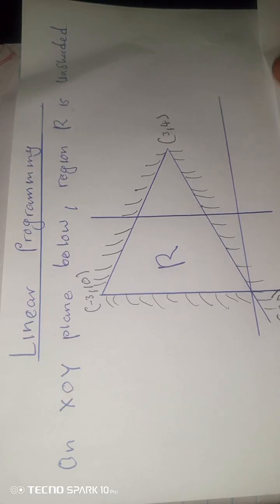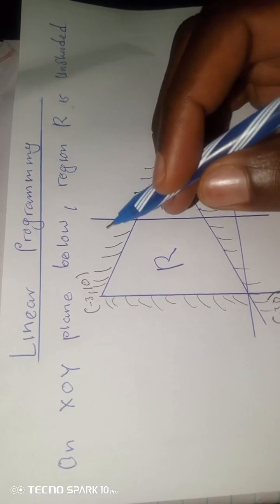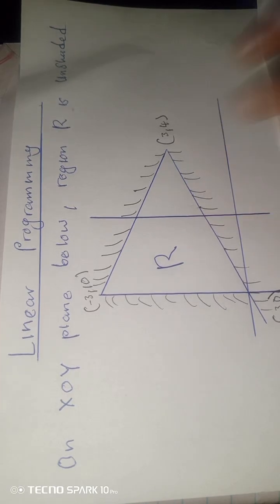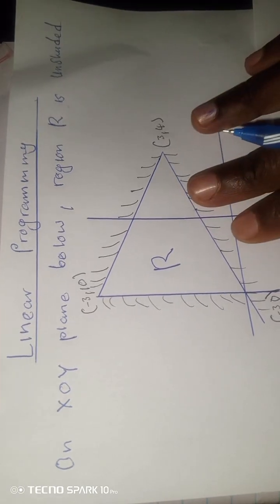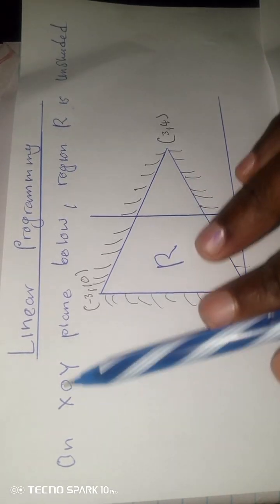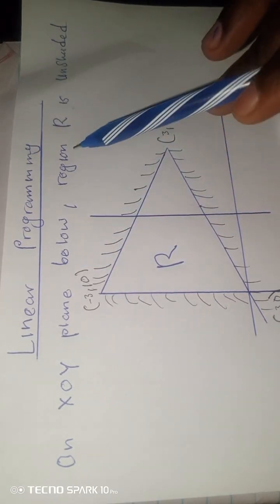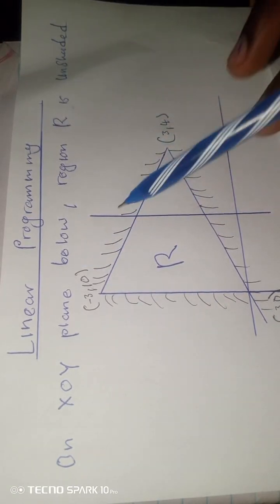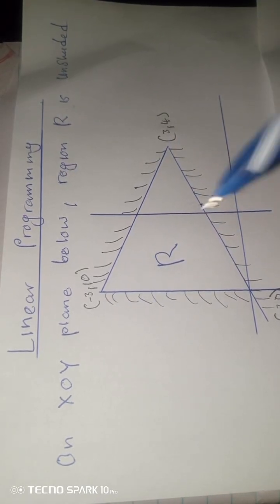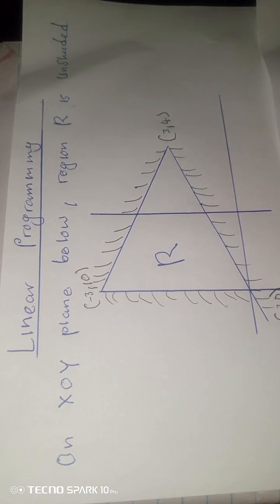Okay, I want us to look at linear programming, specifically mathematics paper 1. So this is the question that we have been given. On the x-y plane below, region R is unshaded. So this is our x-y plane. Before we solve this question, I want us to look at these few things.